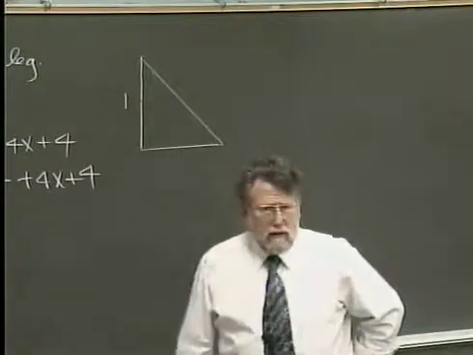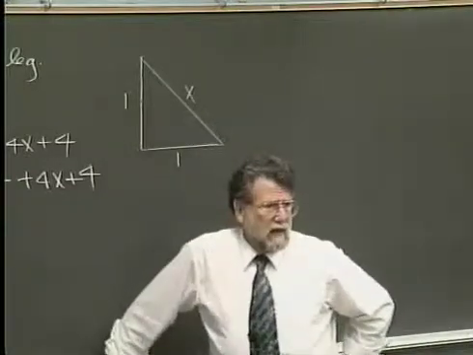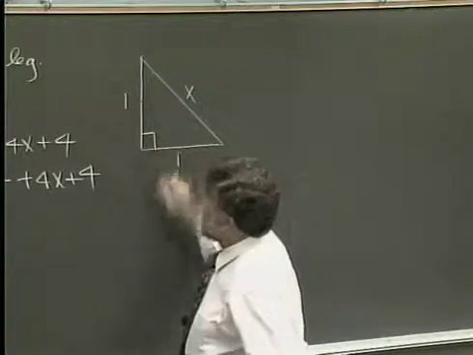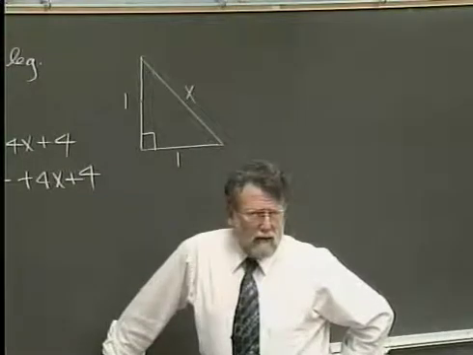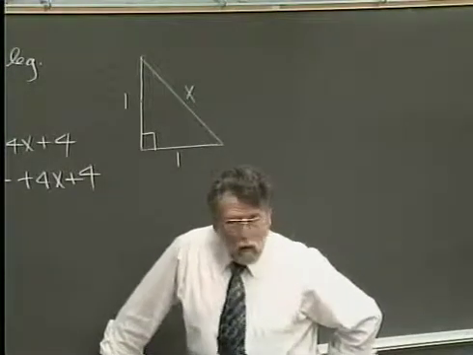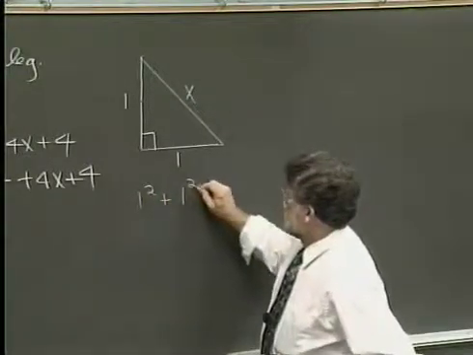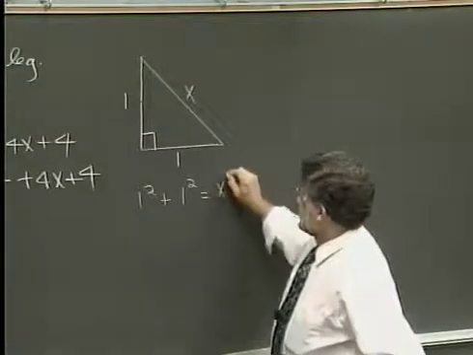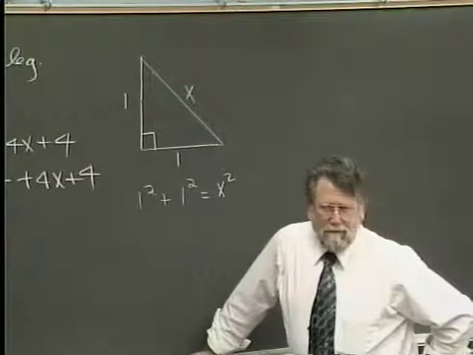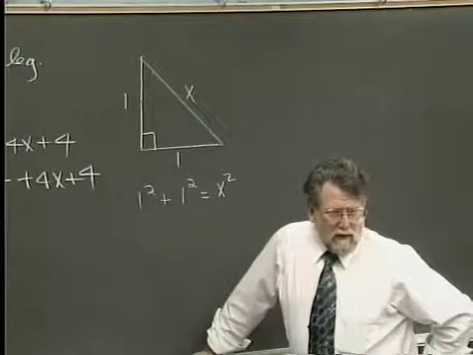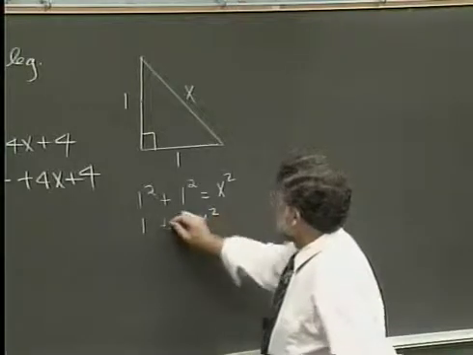If this is 1 unit, and this is 1 unit, and I want to know what is x, so that this is a right triangle. The Pythagorean theorem says what? 1 squared plus 1 squared equals x squared. In the next step, I would have 1 plus 1 is equal to x squared.